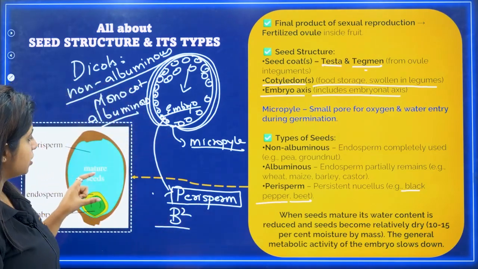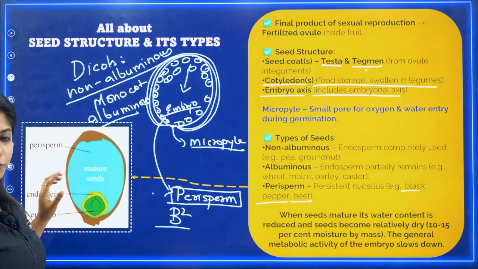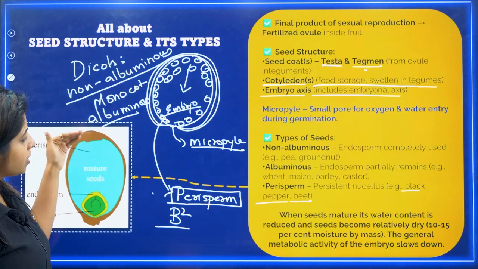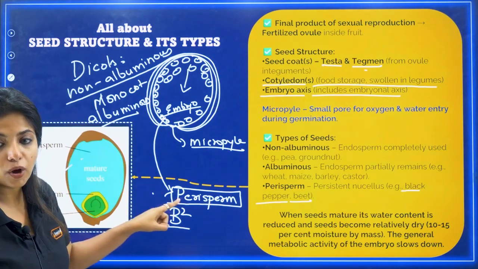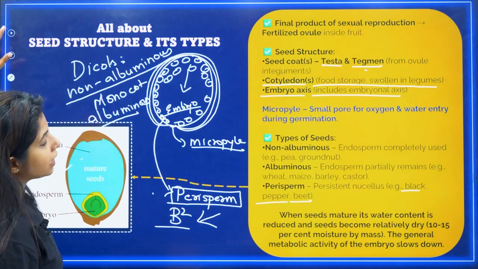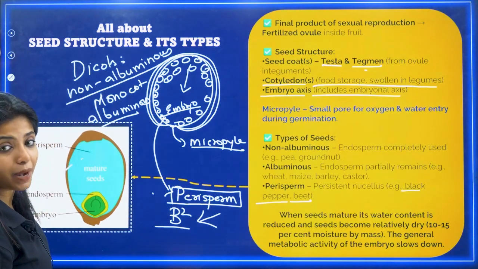So over here I have a picture of the perisperm. My dear children, I told you embryo, endosperm, that is a separate thing. But apart from that, the nucellus which is there is also going to help. This persistent nucellus you call perisperm, and you find it in B square, that is beet and the black pepper.